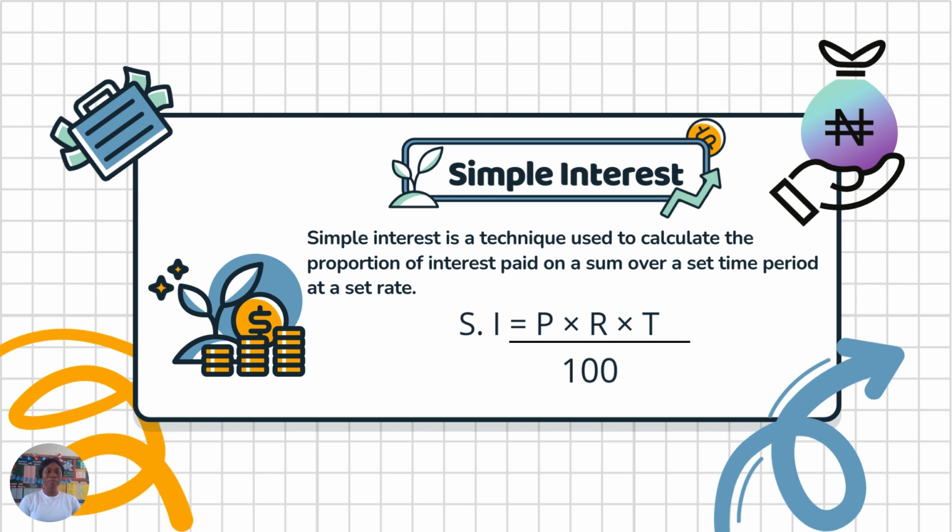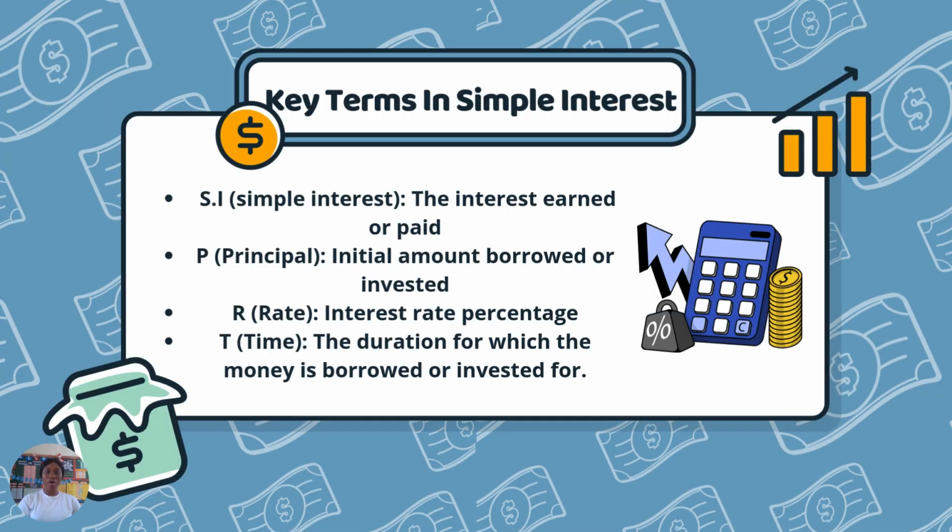SI is equal to P times R times T all over 100. Like I said earlier on, SI represents simple interest, S for simple, I for interest. This is the interest, the extra money that you are going to pay back, or the extra money that the bank is going to give to you. So simple interest is just extra money.